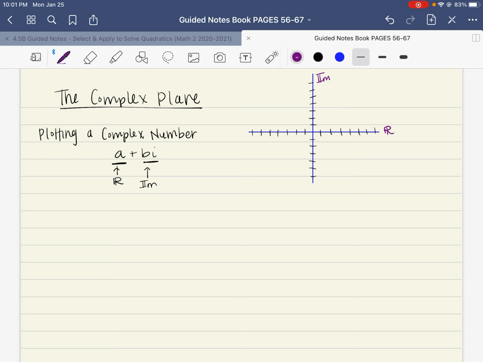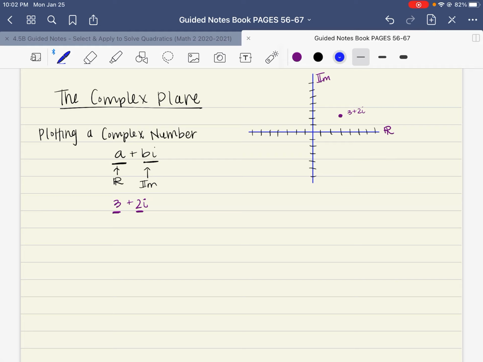I'll use my laser tool so we can see it. If I'm starting at the origin, I would go 3 units in the real direction, and then I would go up 2 units in the imaginary direction. And essentially my complex number is represented by this point on the graph right there. So that point right there would represent the complex number 3 plus 2i.